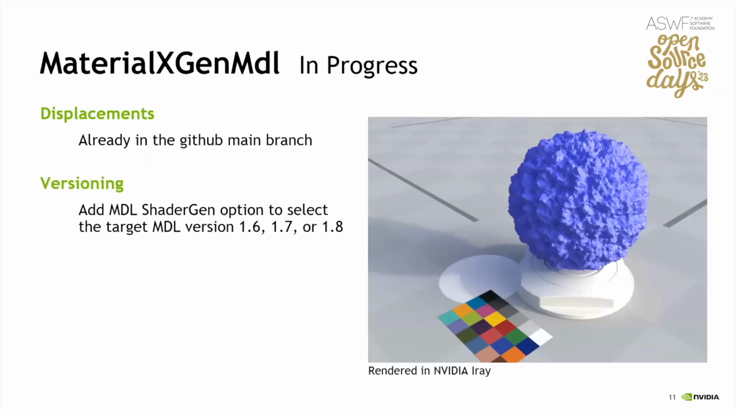The latest approved but not yet released pull request is support for displacements. So we also added that. And we are currently working on adding an option to specify the MDL version that the shader generator will emit. This gives more flexibility for update cycles in integrations, which is an important aspect, as we believe.